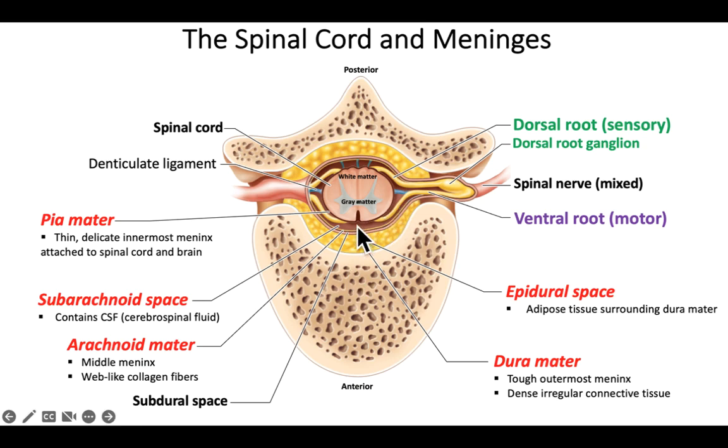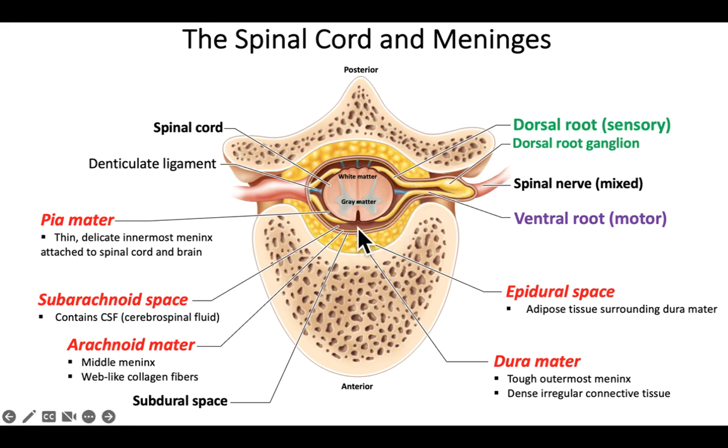Then there's a pretty big space here, a very important space called the subarachnoid space because it's underneath the arachnoid mater. That's where we're going to find quite a bit of cerebral spinal fluid. Remember, cerebral spinal fluid means cerebral, meaning the brain, so it surrounds your brain, but it also surrounds the spinal cord. So it's found in the subarachnoid space. That space is very important.